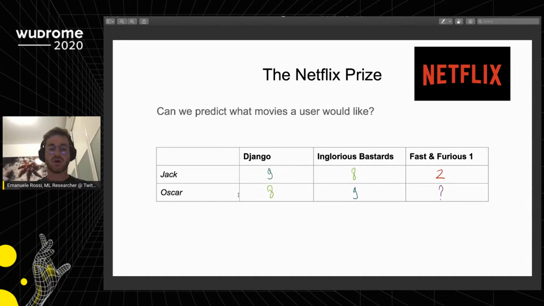So even heuristics were tried and many models. And usually when you only have ratings, the type of models that are used for this are called collaborative filtering.